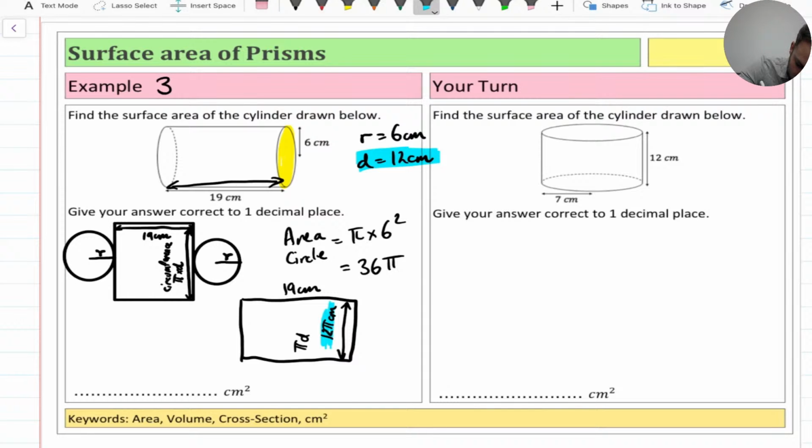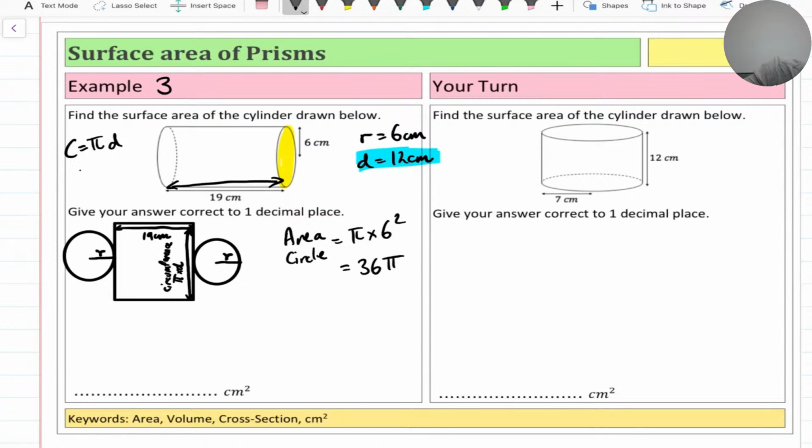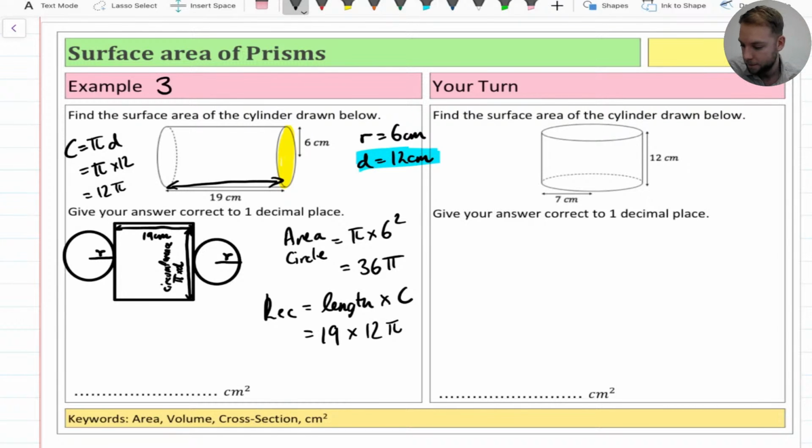So to find the area of the rectangle, my circumference will be equal to pi d. So my circumference is equal to pi times 12, which is equal to 12 pi. So the rectangle is equal to the length times my circumference, which is equal to 19 times 12 pi. 19 times 12 is equal to 228 pi.